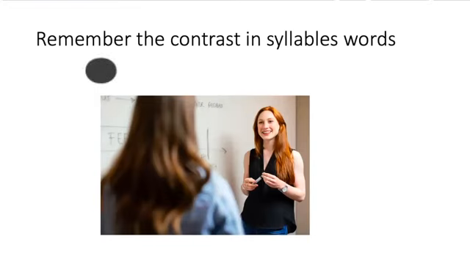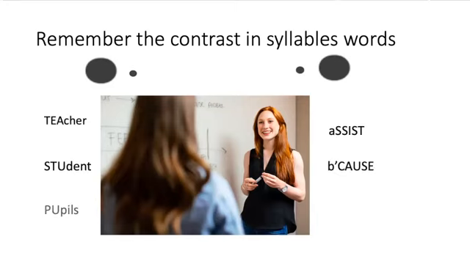So for example, a two-syllable word like this, baba or dada. We get words like teacher, assist, student, because, pupils, succeed. I will get students to make a sentence using those. Okay, so the teacher assists students because the teacher wants the pupils to succeed.